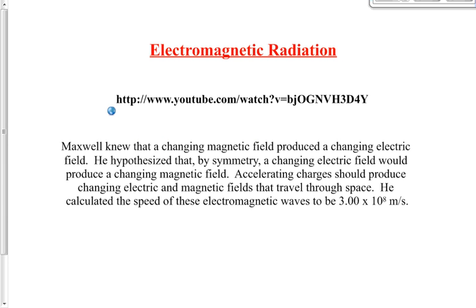Electromagnetic radiation is pure energy that travels in a wave-like form. Now, what does that mean exactly? What is that pure energy, and how is that pure energy formed? How is it produced? Well, a guy named James Clerk Maxwell discovered that a changing magnetic field produces a changing electric field, and a changing electric field will produce a changing magnetic field.